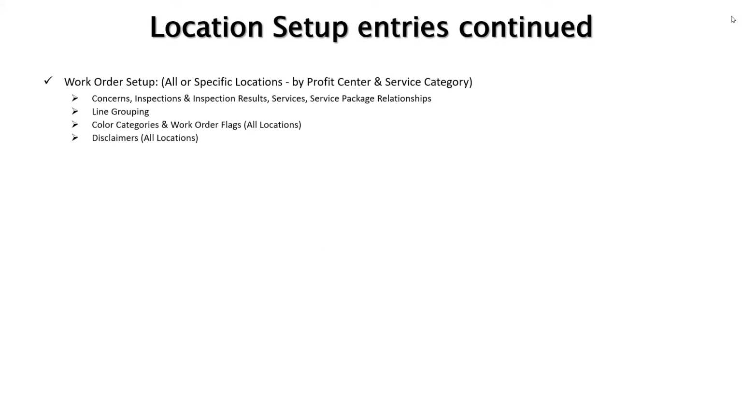Work order setup, all are specific locations by profit center and service category. You have concerns, inspections, inspection results, services, service package relationships, line grouping, color categories, and work order flags that go out to all locations, and disclaimers.